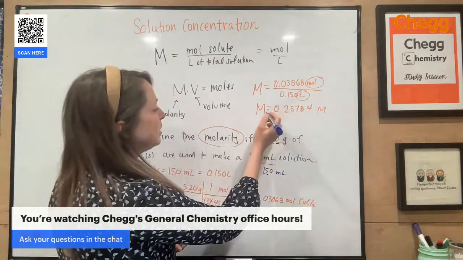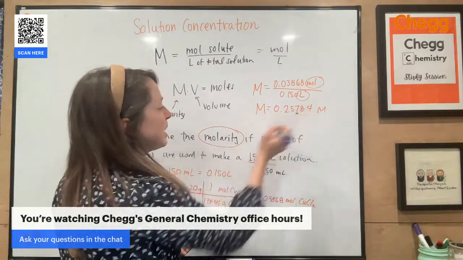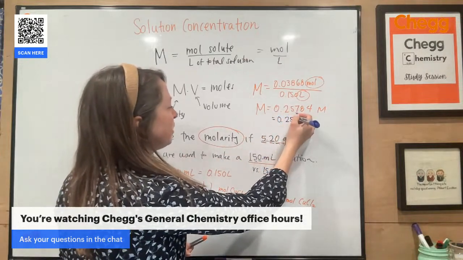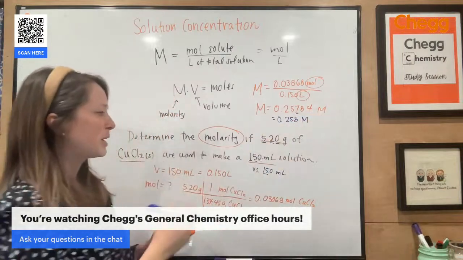Therefore, my final concentration should also have 3. I'm going to round at the 7, so this becomes 0.258 molar as my concentration.